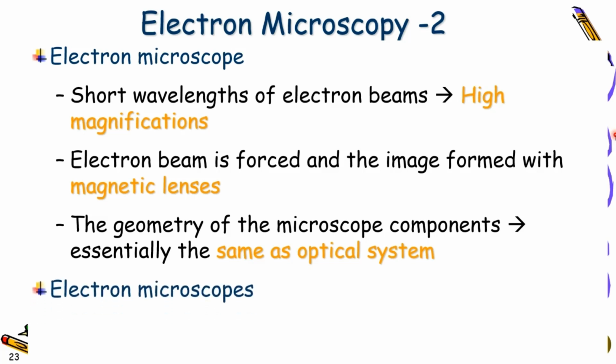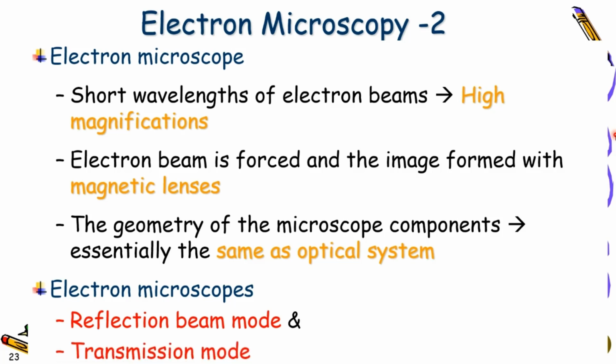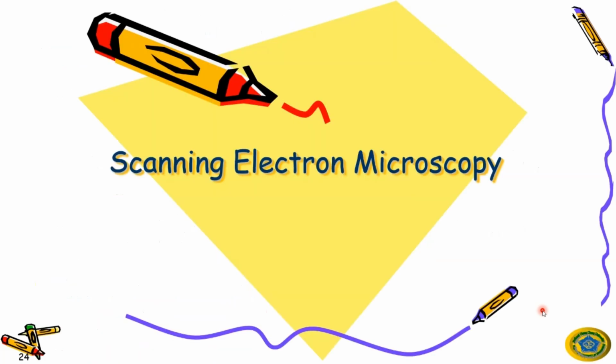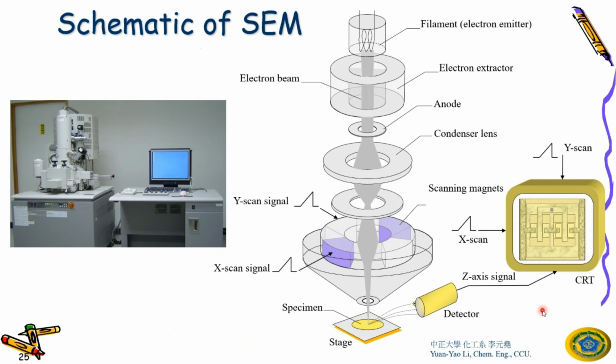For the electron microscope, the first one is called reflection beam mode, and the second one is transmission mode. The second one we call TEM, transmission electron microscope. The reflection beam mode we call SEM, scanning electron microscope. Right, so let's go to the first topic, scanning electron microscope.